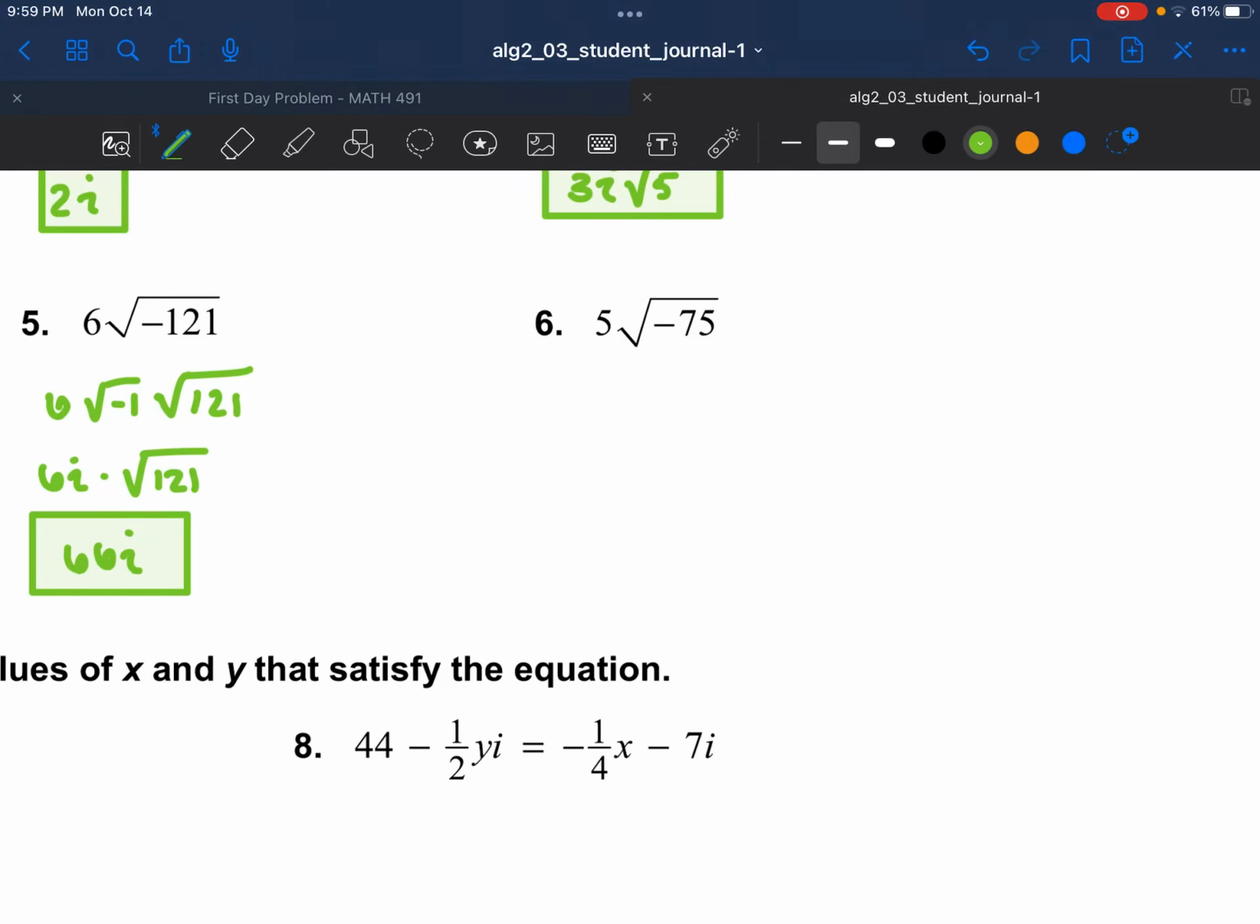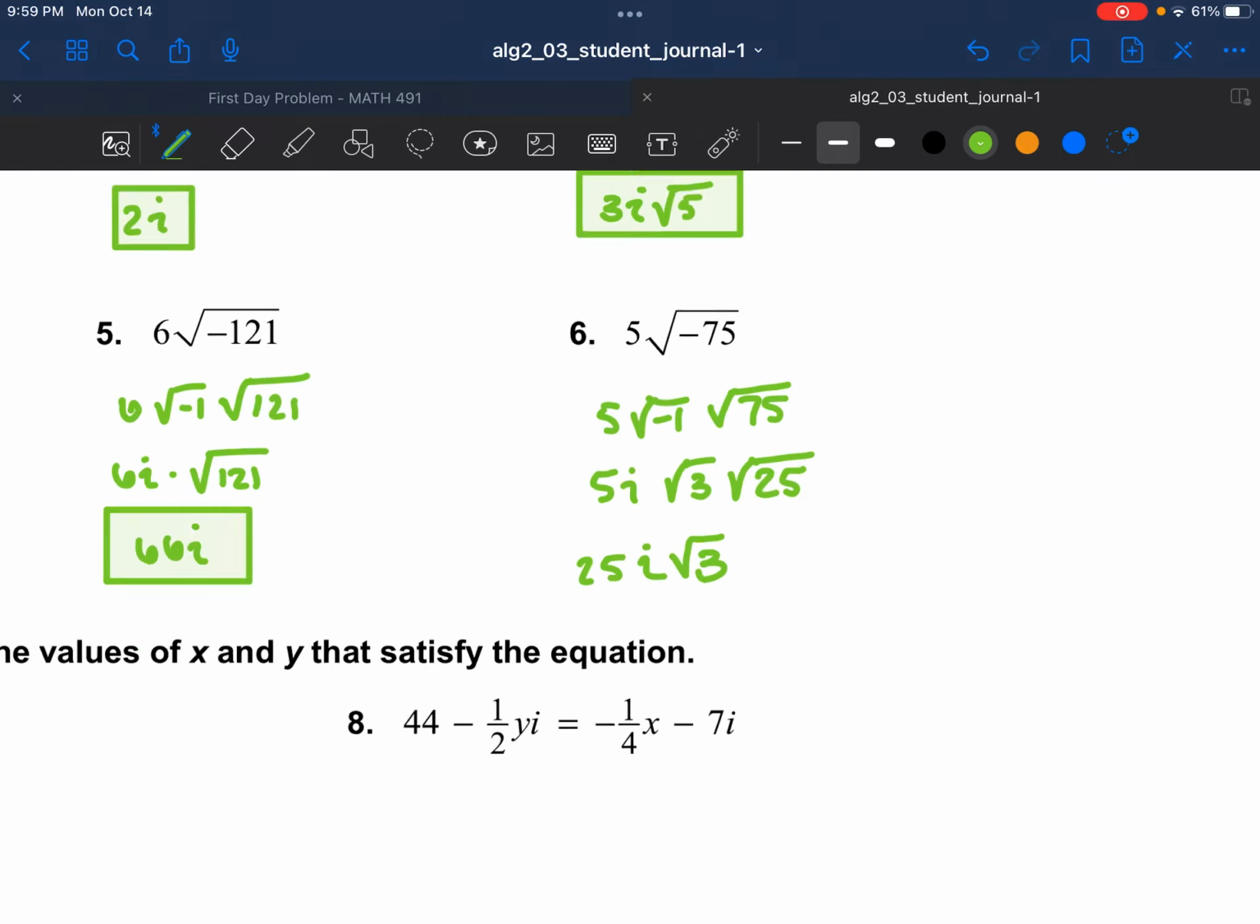All right, and then this last one here, this is going to be 5 times the square root of negative 1, square root of 75. Square root of 75, that one breaks up into a 25 and a 3. So this is going to be 5i times the square root of 3 times the square root of 25. The square root of 25 is 5, and 5 times 5 is 25i root 3.